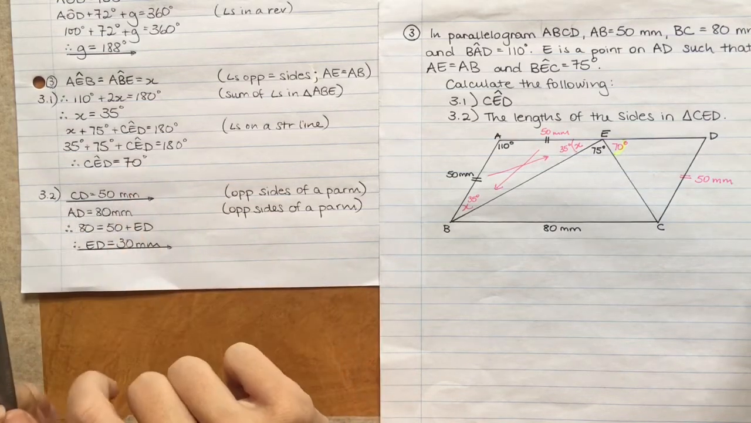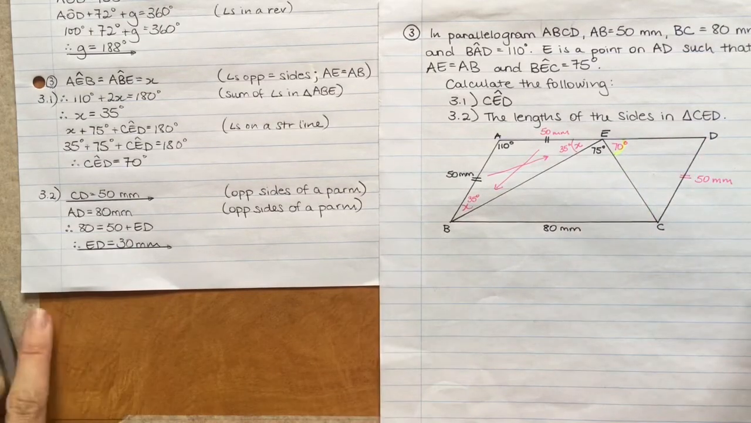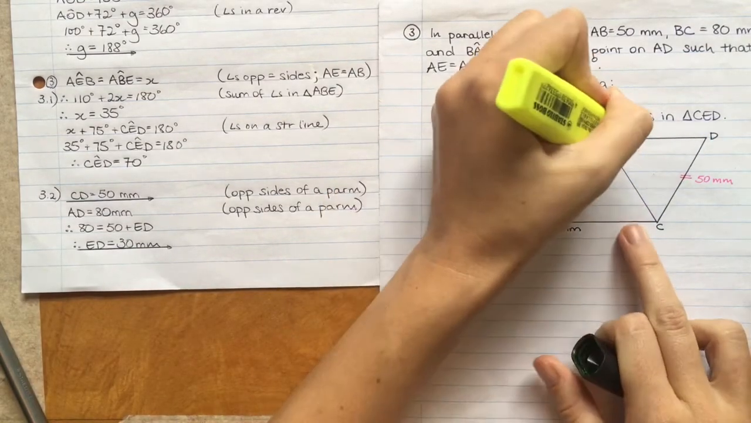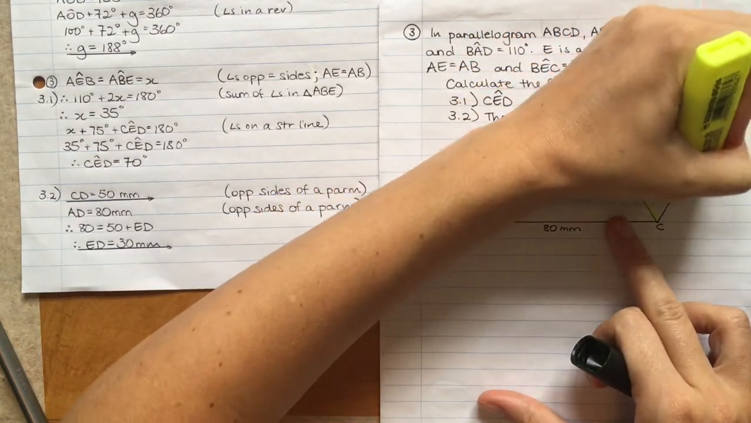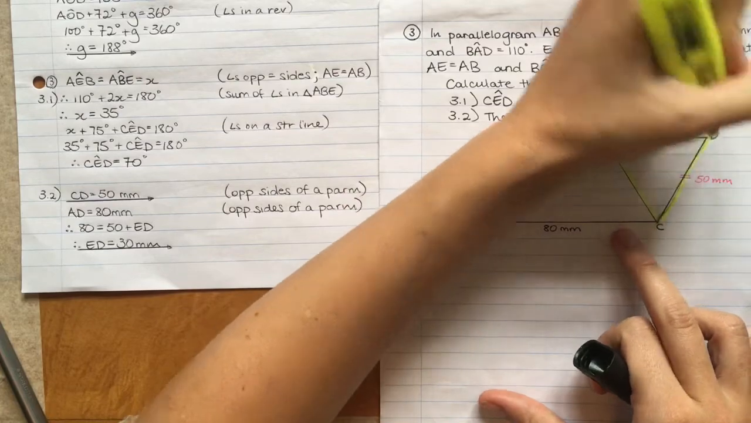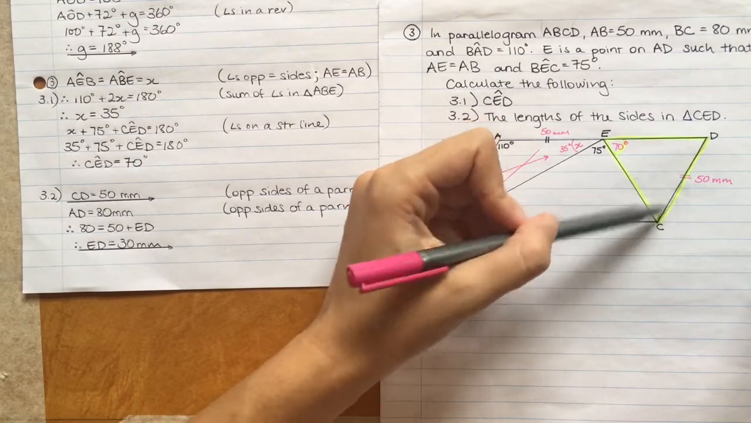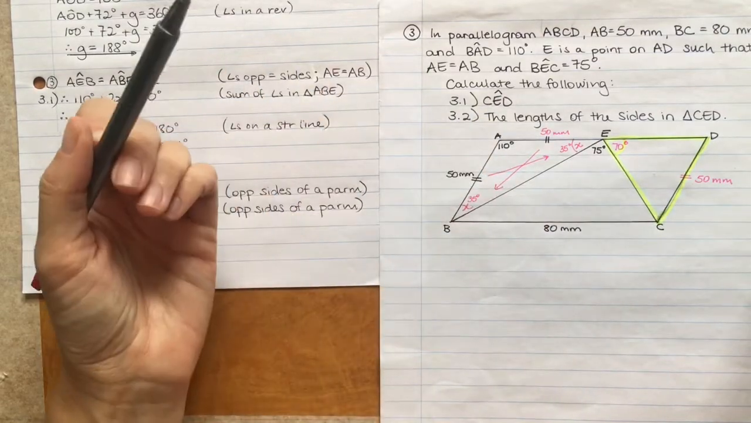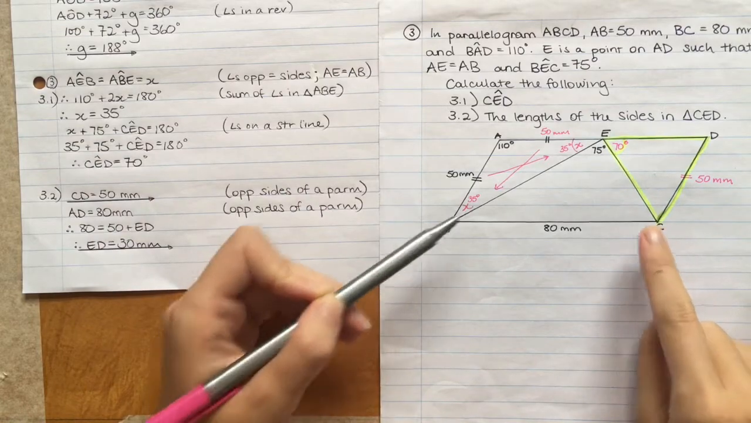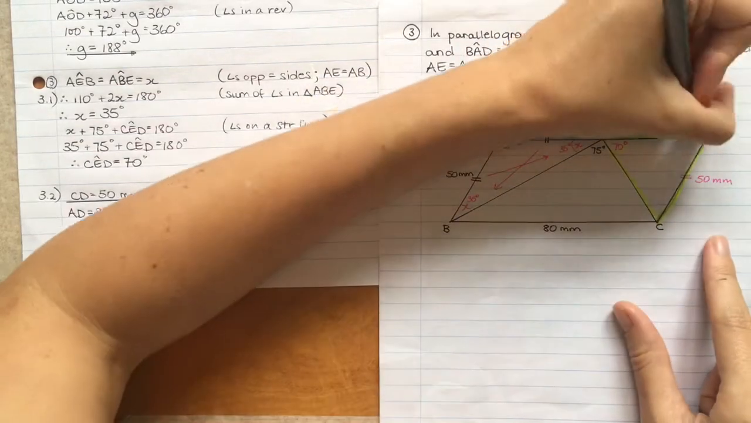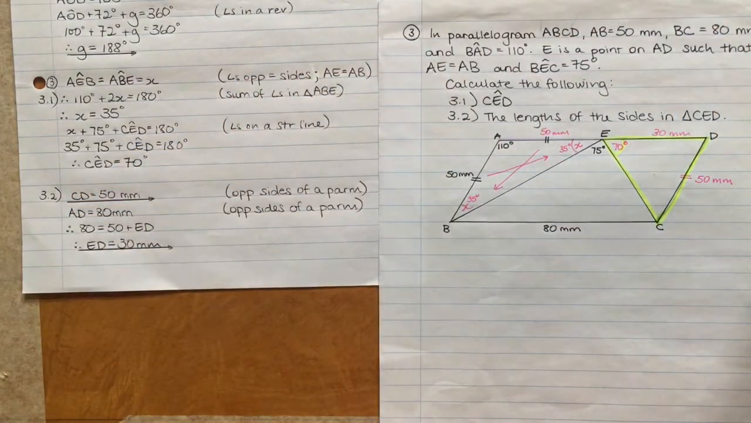Okay, then this next one is pretty tricky. So it says, find the lengths of the sides in triangle CED. So again, let's highlight triangle CED so that we know which triangle we're talking about. Triangle CED. So we already know, because we did it at the beginning, side CD is 50 millimeters, and we know why that is. And we said at the beginning, if BC is 80, we know AE is 50, so ED has to be 30 millimeters. 30 plus 50 gives me 80.